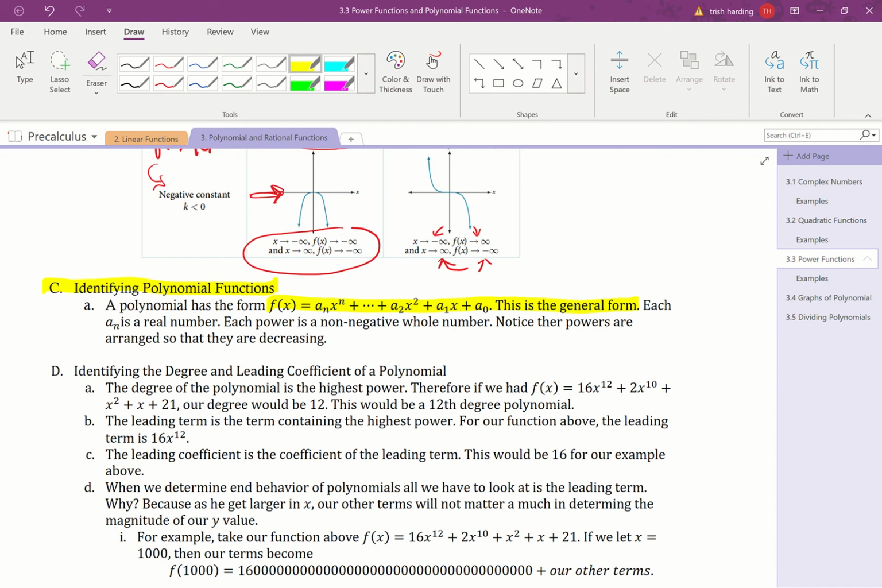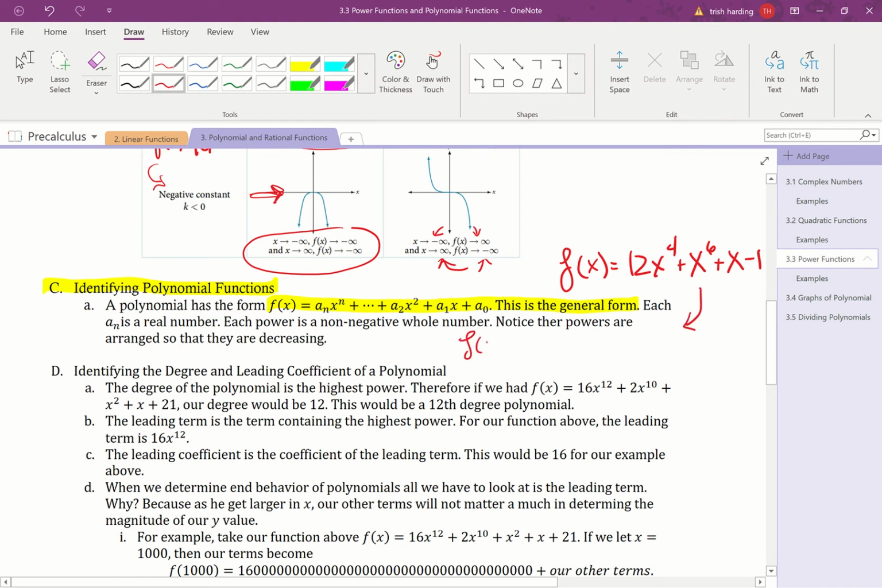So we can't have x to the half, which is like a square root. So we can't have any square roots in here. Notice that the powers are also arranged so that they are decreasing. So if I give you something along the lines of f of x equals 12x^4 plus x^6 plus x minus 1, you would need to rearrange it in order to read it better. The proper order would be this. There will be some things in here that you are going to have to put in the proper order, or it is not necessarily going to work.